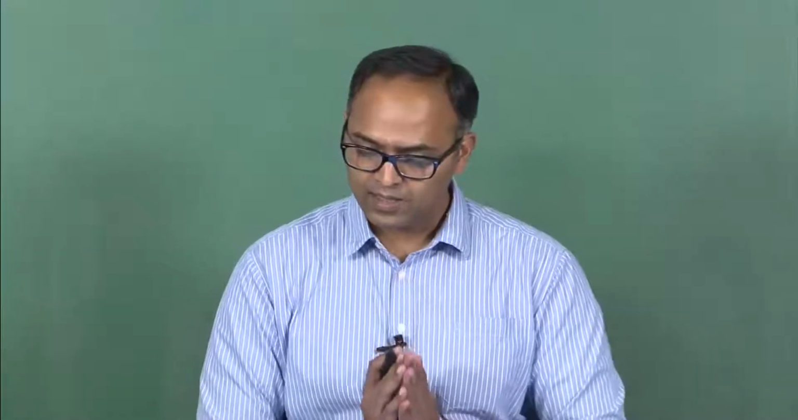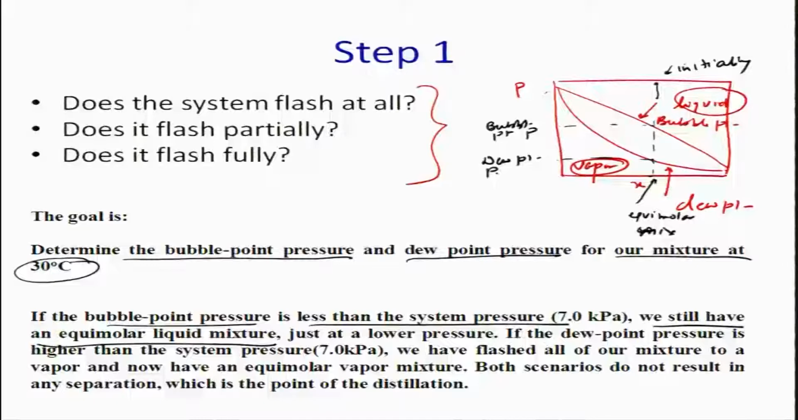So, that's a concept here. Okay. So, if the dew point pressure is higher than the system pressure, we have flashed all our mixture to a vapor and now have an equivalent vapor mixture. So, you understand this part, right?